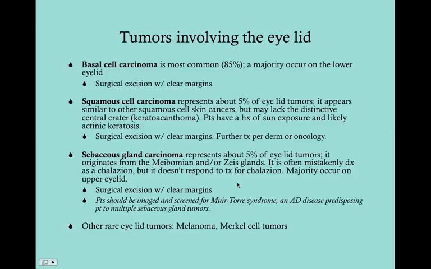So some of the tumors that involve the eyelid, by far the most common tumor, if you see a mass on the eyelid and it's a tumor, would be a basal cell carcinoma, and a majority of them occur on the lower eyelid. This makes up 85% of tumors that involve the eyelid. The way that you would treat this is with a surgical excision, ensuring clear margins. Generally, that's not difficult to do. So you should suspect a tumor in cases where the patient has risk factors for the tumor, but also where you've removed the mass and it came back.